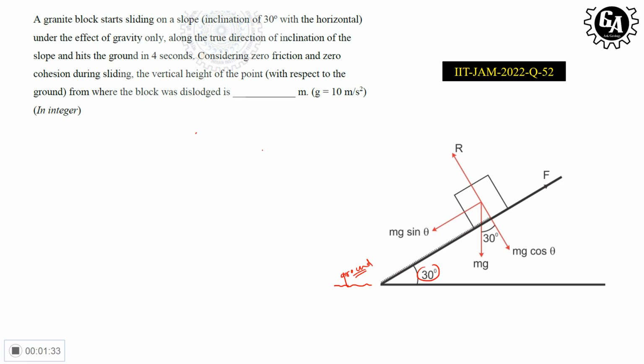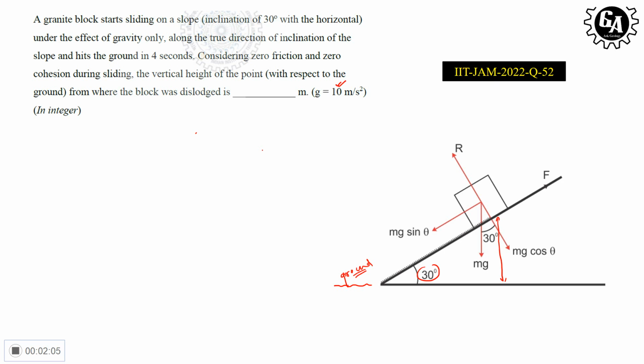Considering zero friction and zero cohesion during the sliding, the question asks for the vertical height of the point from where the block was dislodged. After detaching, it took around 4 seconds to reach the ground, and g is 10 meter per second square. So in 4 seconds it hit the ground.